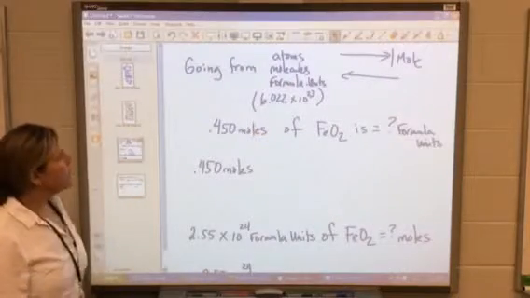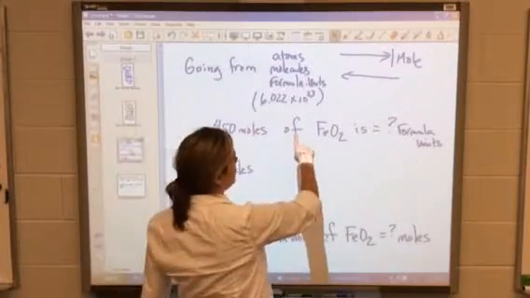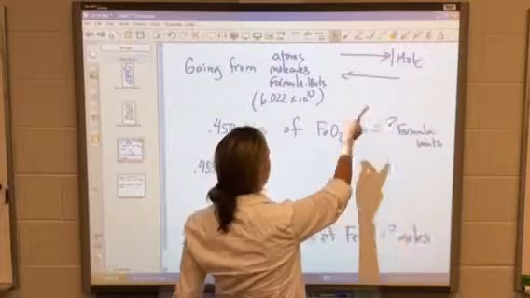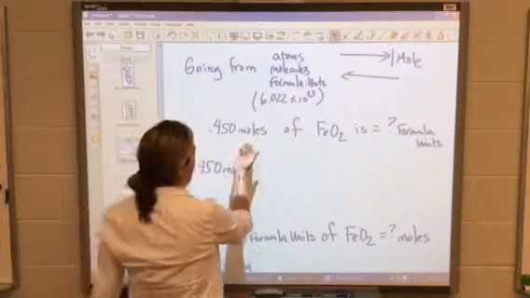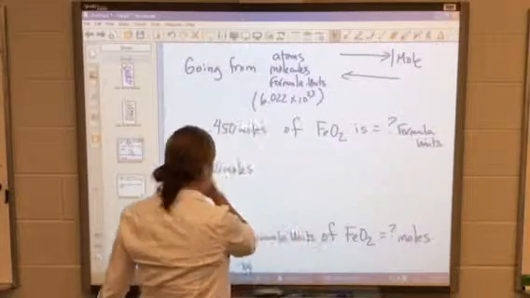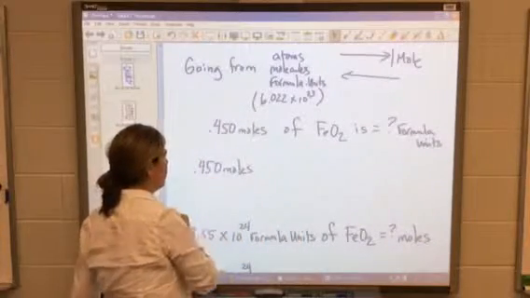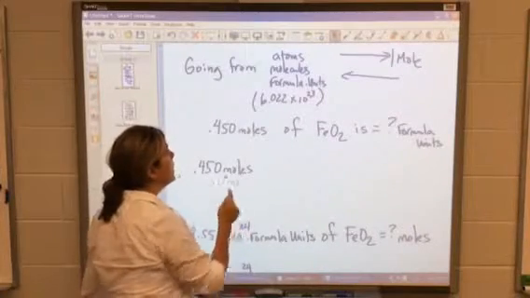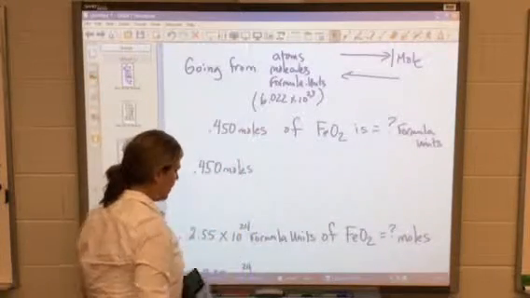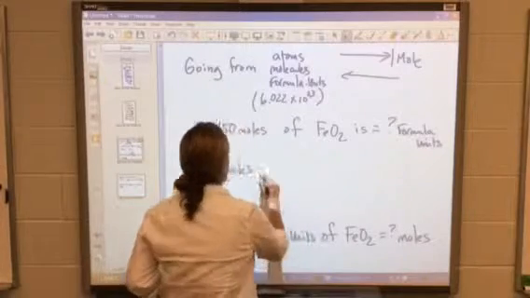All right, now we're going to go from formula units to the mole, or the mole to formula units. So you're really looking again at what you have and what you need. We are given 0.450 moles. We need to cancel out moles, and in order to do that, we have to use Avogadro's number. So we're going to do that.